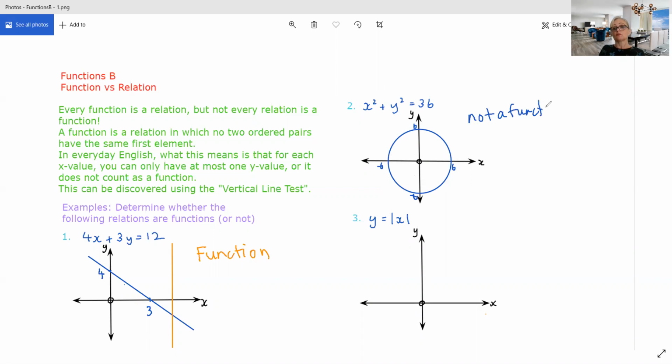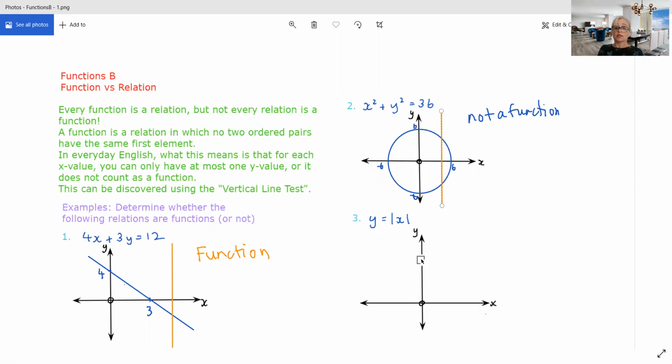Let me just show you the vertical line test on this one. When we do our vertical line, you'll notice that at many points, it's touching more than one point. At the very edge here, it's only touching one. At the very edge here, it's only touching one. But if at any stage it touches more than one point, that rules it out as being a function. That is not a function.